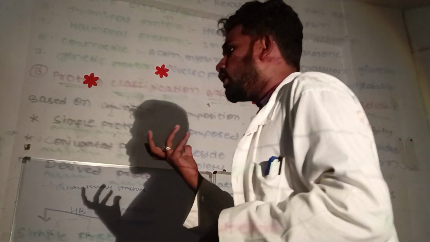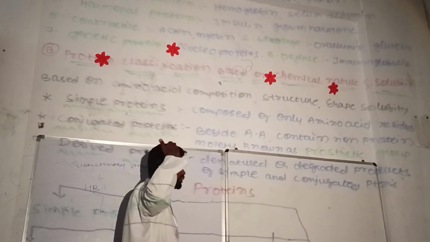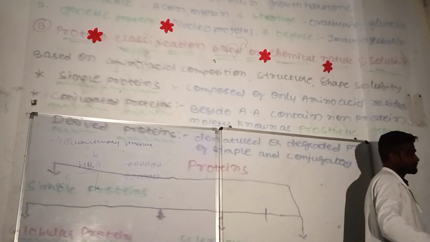ठीक है, simple protein, only the amino acid is there. Conjugated protein, apart from the amino acids, if any other substances are coming and joining, that is considered a conjugated protein. Third, if simple protein and conjugated protein undergo the process of denaturation or degradation, then a new product is formed. That kind of protein is called derived protein. Derived, they are taking their origin from simple and conjugated proteins. ठीक है? Now we'll see the other classification with examples.